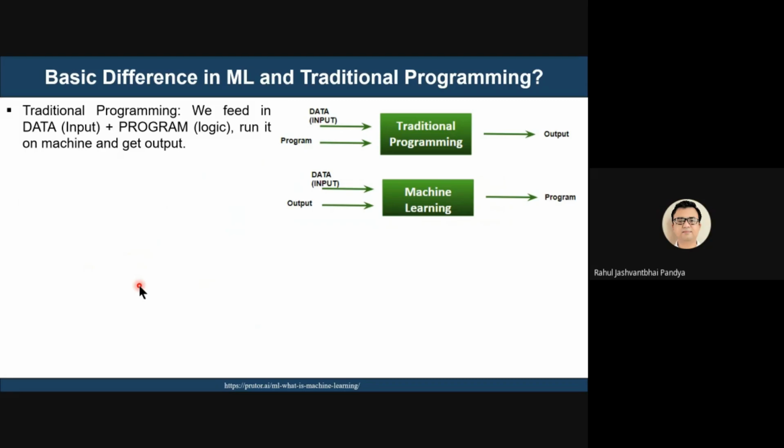There is a difference between traditional programming and machine learning. The basic difference is that in traditional programming, we give the data inputs and we write the program and we give it to the machine. It will consume the data and give us the output using that program that we have written. So we have to write the program here.